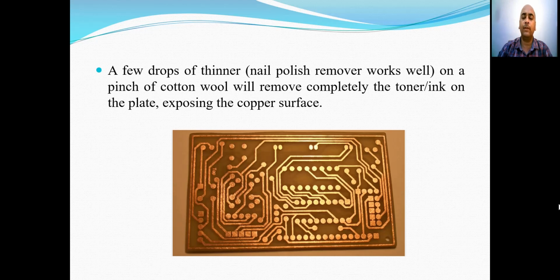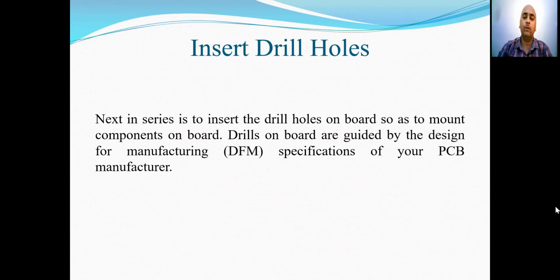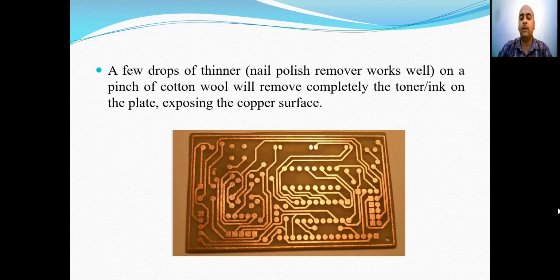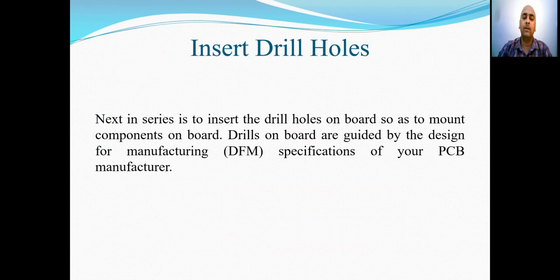A few drops of thinner, maybe nail polish remover, on a pinch of cotton wool will completely remove the toner ink on the plate, exposing the copper surface. So up to now we have printed the circuit on a copper plate. Next step, because we want to put components onto this board, we have to insert drill holes into this PCB.